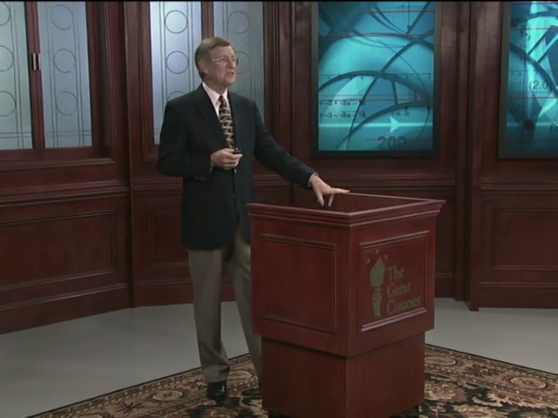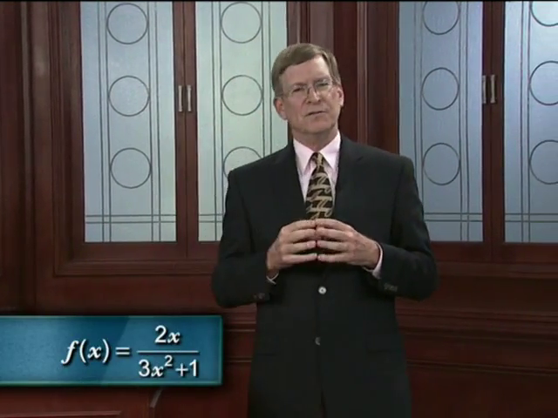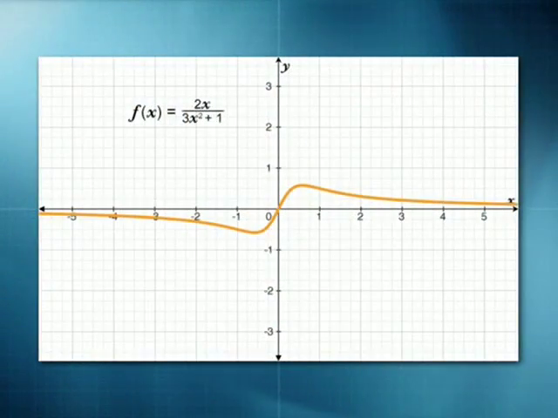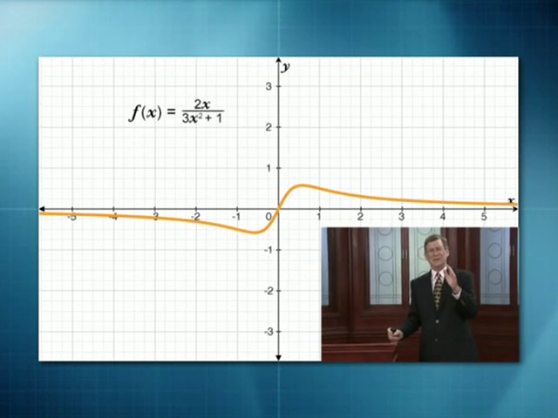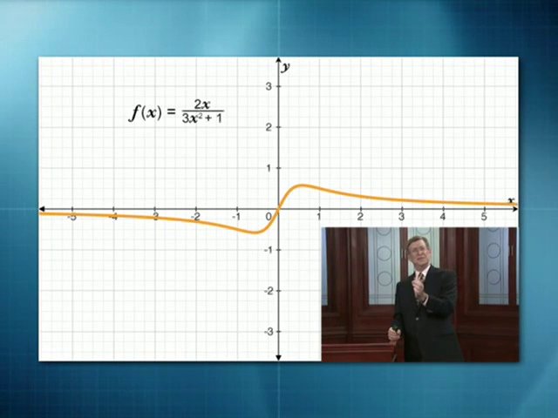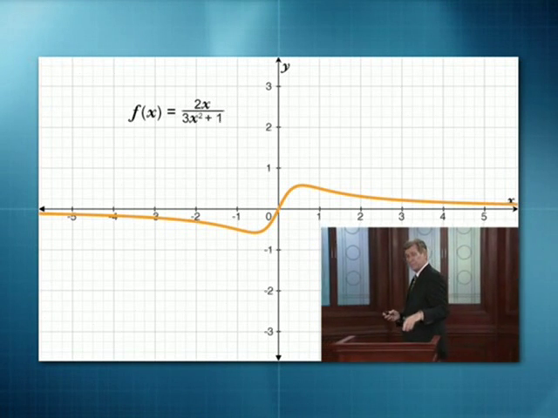Good. Let's look at a slightly more difficult example. Let's find the vertical and horizontal asymptotes of the rational function 2x divided by 3x squared plus 1. Here's a picture of that function. And it doesn't look like it has a vertical asymptote, but it does seem to have a horizontal asymptote being the x-axis. Well, it doesn't have a vertical asymptote because the denominator is never 0. The domain of this function is all real numbers, so we don't have to worry about division by 0.